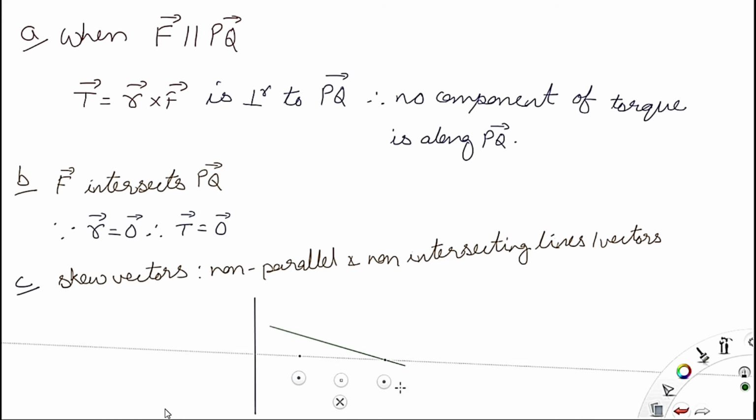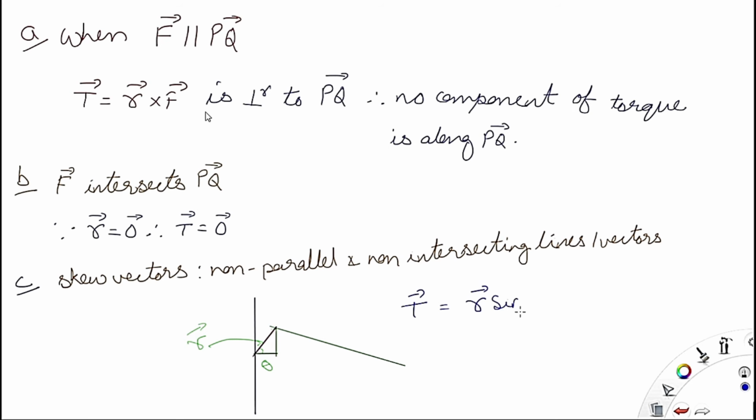And if the force is a skew line, meaning non-parallel or non-intersecting lines, the vector is neither intersecting nor parallel, because if it is parallel, then also there is no component along the axis of rotation. When it intersects, then torque is equal to 0, and when it's a skew line, we just have to concern ourselves with the perpendicular distance. Whatever perpendicular distance we get from the axis of rotation, that is the torque. So torque is equal to r sin theta into F.